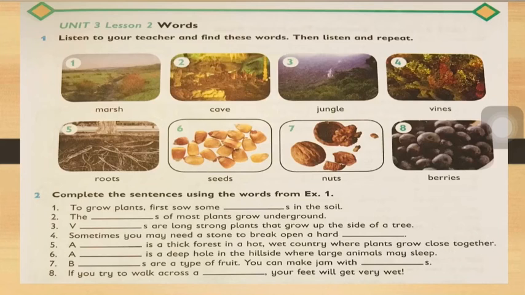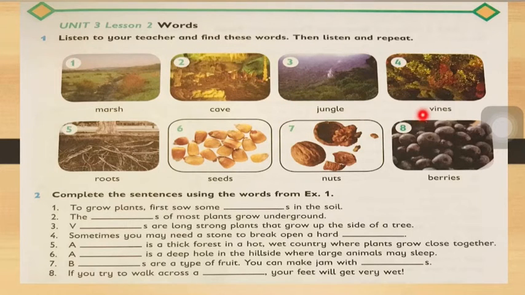Now, before I start question number 2, I will ask you if you are familiar with all these words or not. Marsh, I have explained just now. Cave, again, I'm sure you're familiar with this word. Jungle, I'm sure you know the meaning of jungle. It is a land which is covered with a large population of plants. So many plants living and so many animals living in the jungle. It is highly populated with animals and plants.